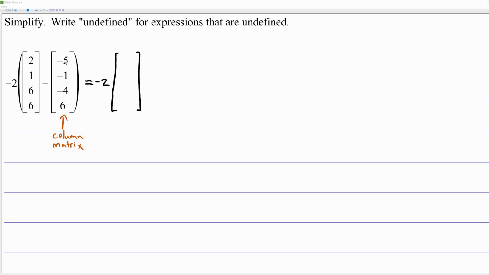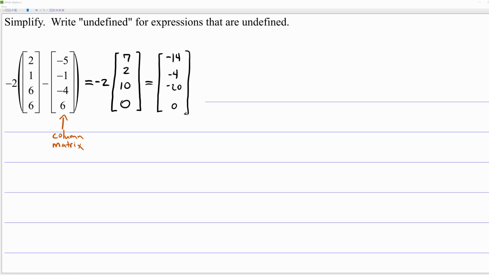So 2 minus -5, minus is plus, so 2 plus 5 is 7. 1 minus a -1, that's 1 plus 1 is 2. 6 plus 4 is 10, and then 6 minus 6 is 0. And now we're doing scalar multiplication, which I've already made a video on. We multiply every element of the matrix by -2. So we're going to have -14, -4, -20, and 0.